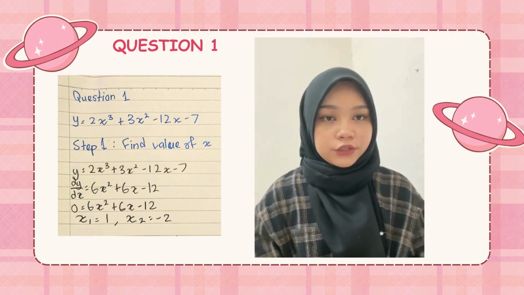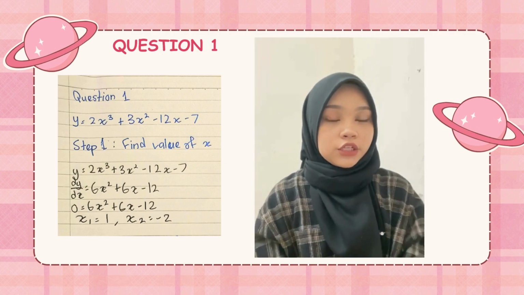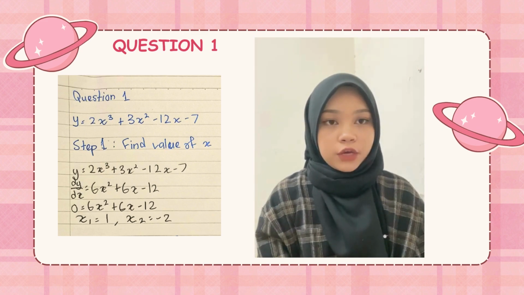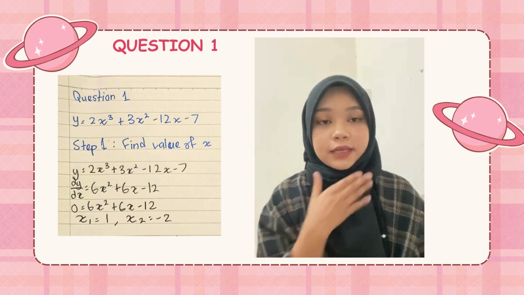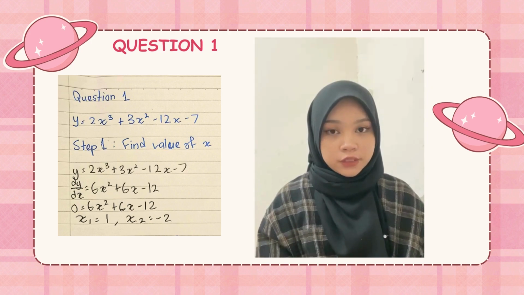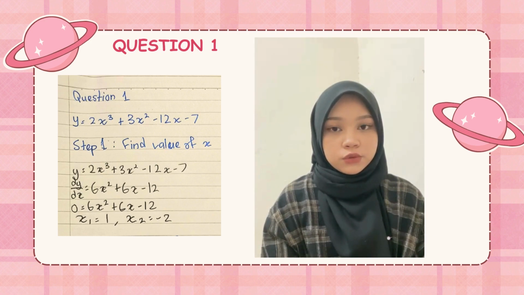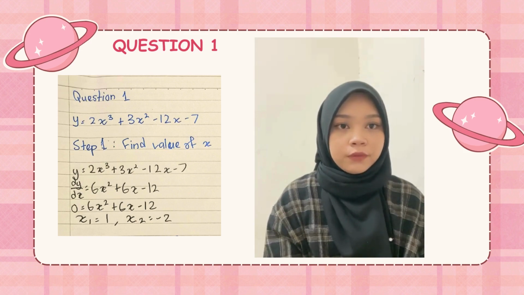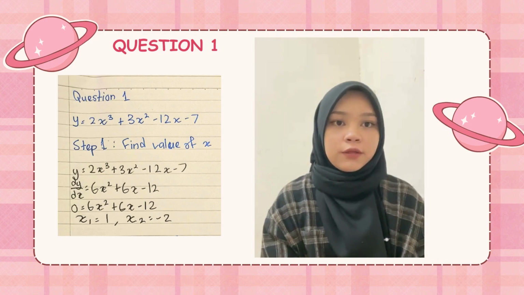So now I'm going to show you and explain how to solve this equation to find the stationary points. First, we have to find the value of x. How to find the value of x? It's simple. We just have to factorize this equation and put it into the first order. Like we see in this slide, 3 times 2 equals 6x power of 2, 2 times 3 equals 6x, negative 12x and negative 7, we're going to get negative 12.